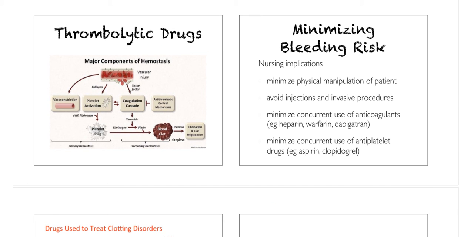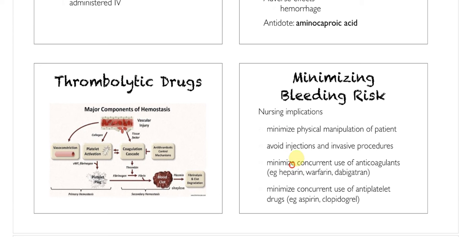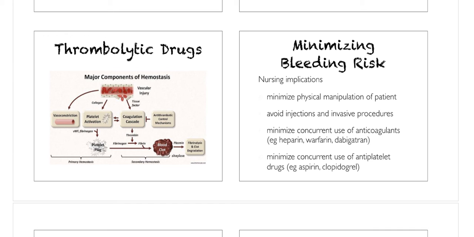So when it comes to nursing implications, especially with TPA, we want to minimize physical manipulation of the patient. We want to make sure that we don't have any potential cause for bleeding in the body, because once we give TPA, it's very difficult, even with the aminocaproic acid, to reverse the TPA. There's a very good chance that they could just simply bleed out. We want to also avoid giving anything that is used as a puncture into the skin or any invasive procedures for the same reason. We want to minimize any concurrent use of anticoagulants.